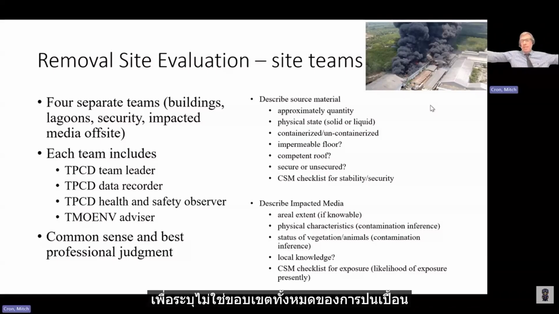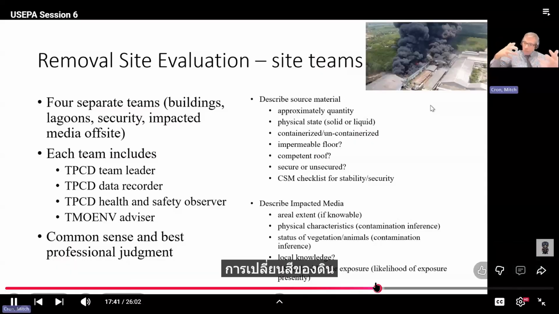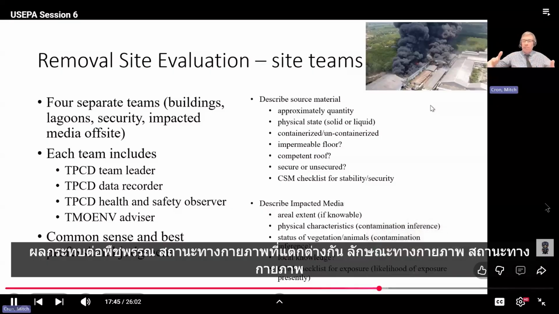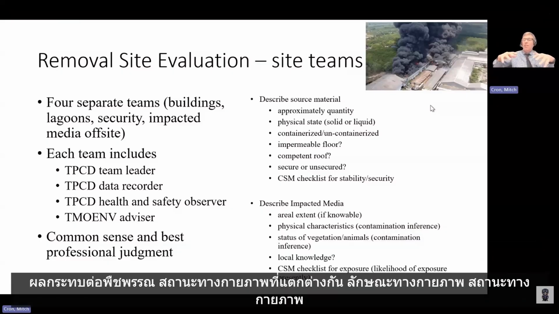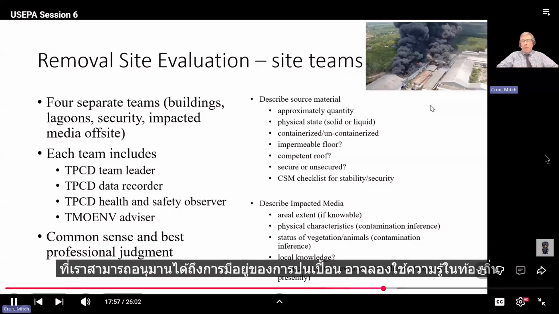the total extent of contamination, physical characteristics, discoloration of soil, impacts to vegetation, different physical characteristics, physical states from which we could infer the presence of contamination. Maybe even try and tap into local knowledge.